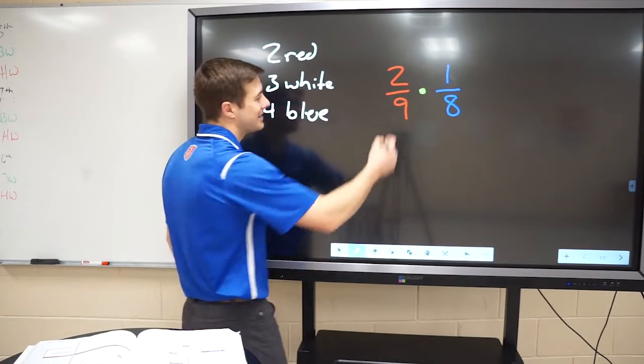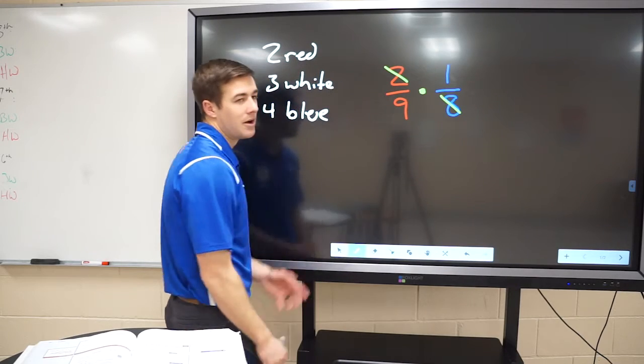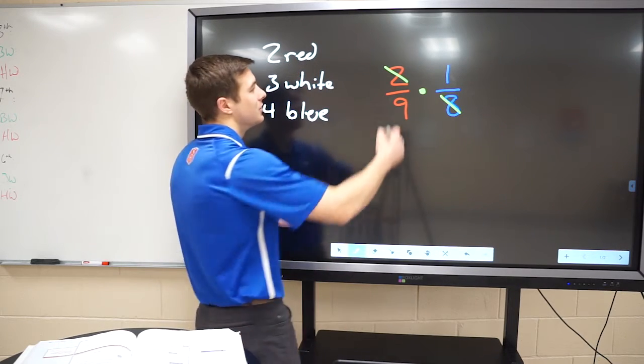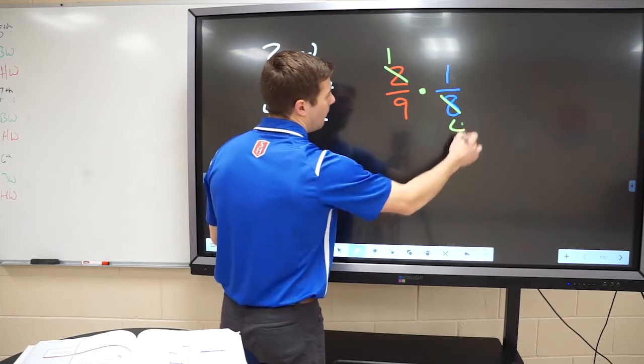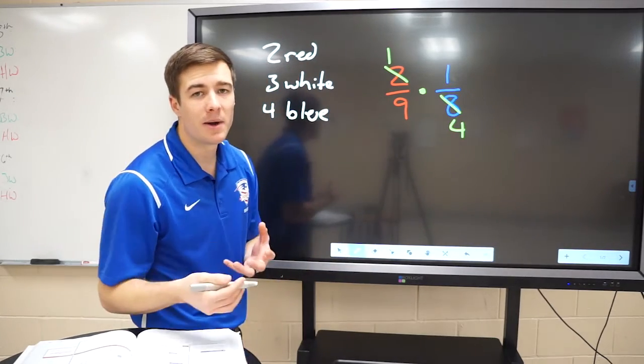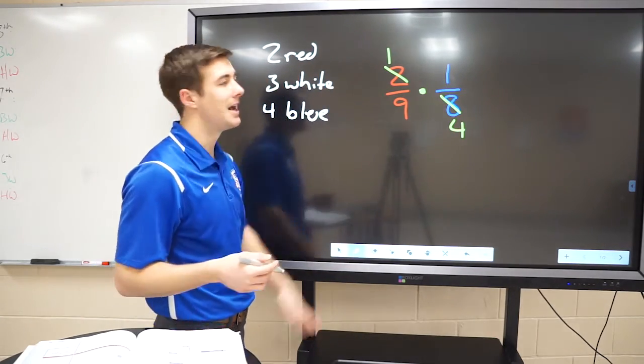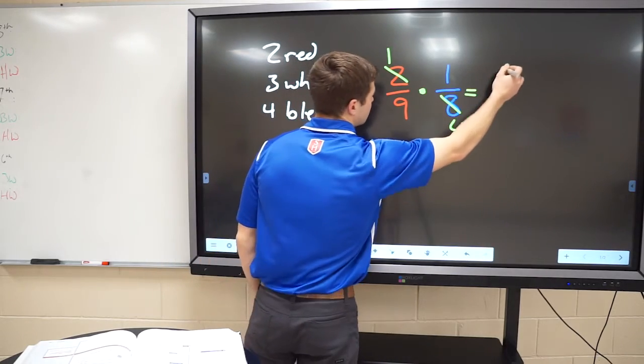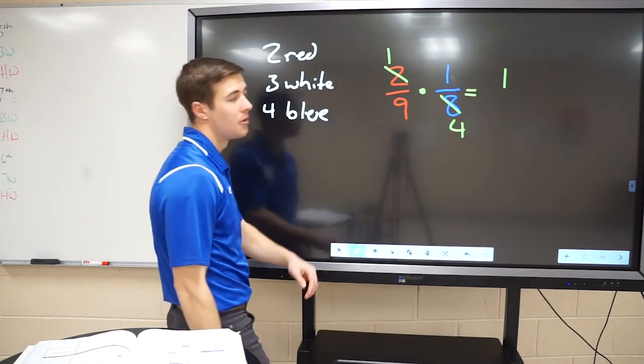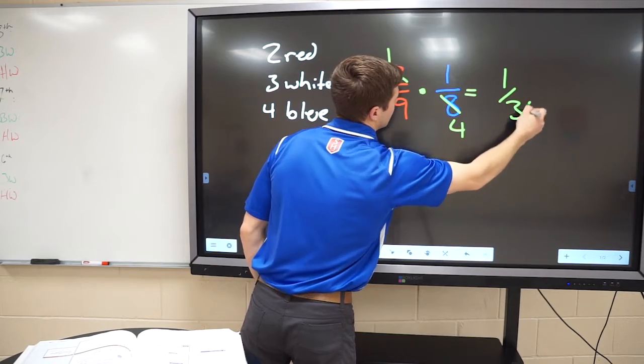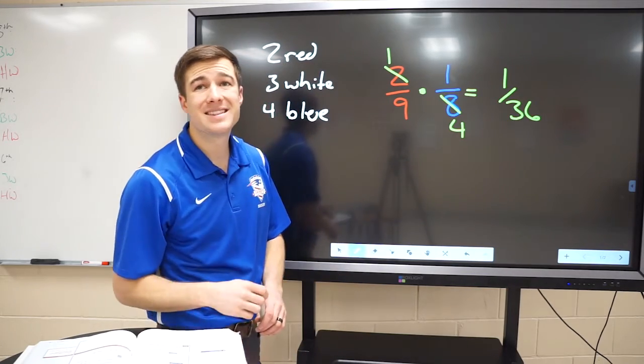The 2 and the 8 cancel out. Good. If I cancel out a 2 and an 8, the 2 becomes a 1, and the 8 becomes a 4. So in order to find my total probability, I'm just going to multiply these together. 1 times 1 is 1, and 9 times 4 is 36. So we have a 1 in 36 chance.